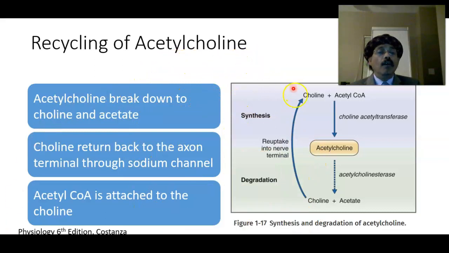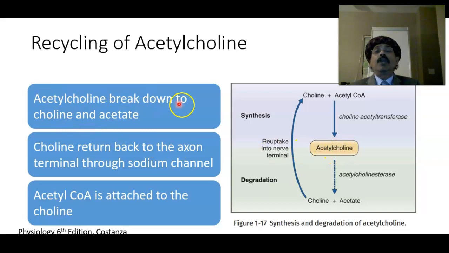Once acetylcholine is in the synaptic cleft, it will be acted on by the acetylcholine esterase. So there will be a limit on the action of the acetylcholine. Acetylcholine will be broken down very quickly by acetylcholine esterase into choline and acetate. Choline will come back to the axon terminal by the sodium co-transport, and it will unite with acetyl coenzyme A. This acetyl coenzyme A comes from the mitochondria of the axon terminal. By the action of choline acetyltransferase, acetylcholine is formed again.